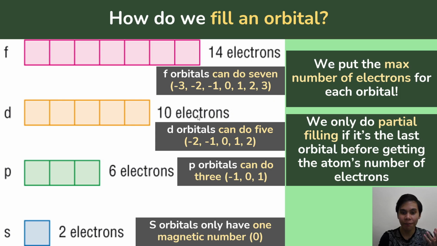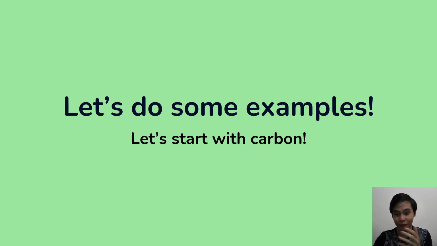And these numbers here are just the corresponding magnetic quantum numbers that we can have. So simplifying this, if we put the max number of electrons for each orbital, we should have 2 electrons for s, 6 electrons for p, 10 electrons for d, and 14 electrons for f orbitals, no matter what energy level it is. And we only have partially filled orbitals, we only have numbers of electrons less than these, if it's the last orbital before getting to the number of electrons that the atom has. All right, this sounds very complex, but again, this is much simpler with pictures and examples.